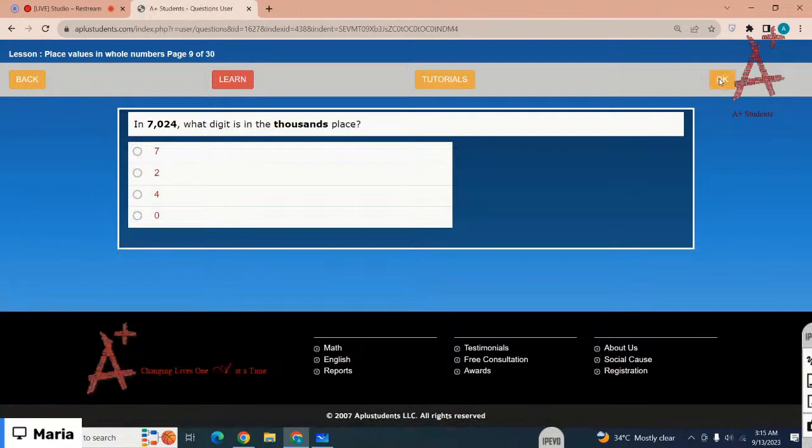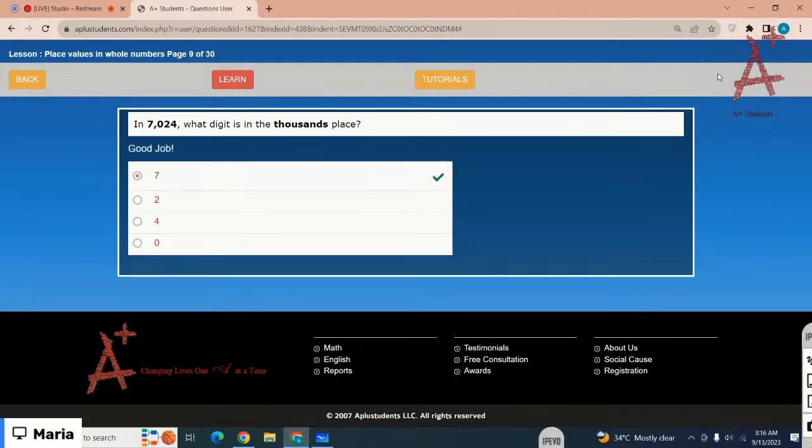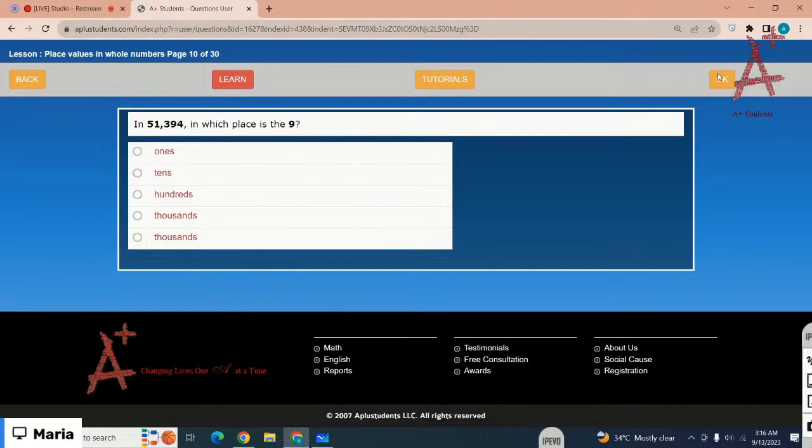In 7,024, what digit is in the thousands position? One more very important thing: if you know how to read the number, or write the number in words form, understanding place values is very easy. Like I am reading the number 7024. 7000, so 7 is at the thousands position. So option number 1 is the correct option. I think you all know how to read because you are in grade 6, right?